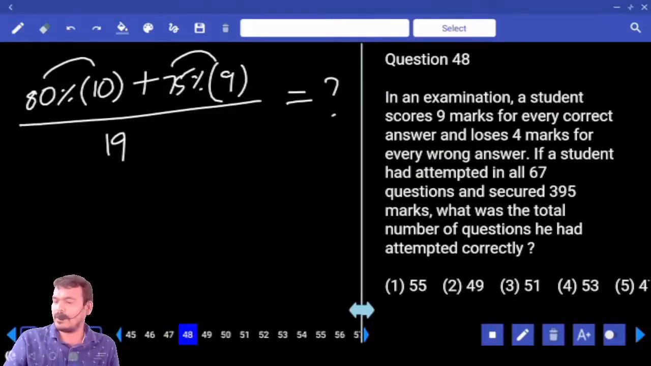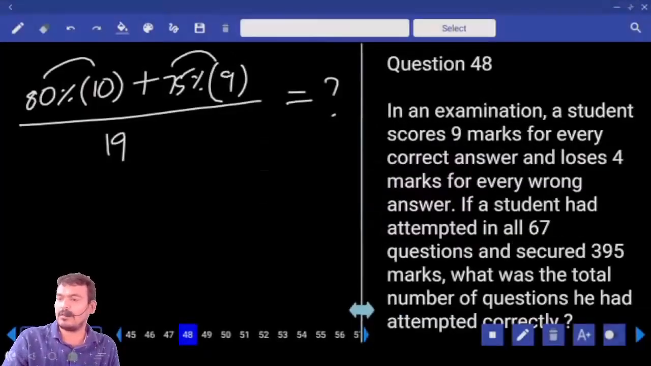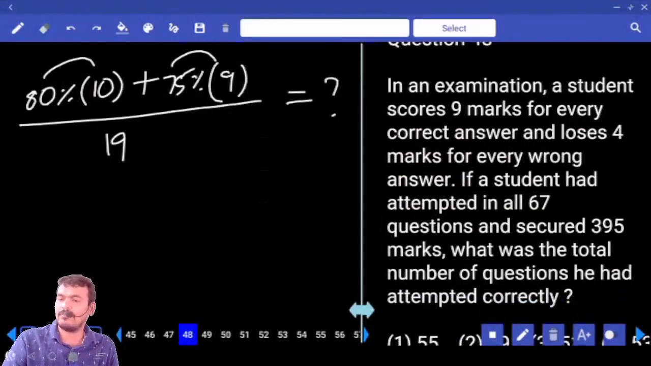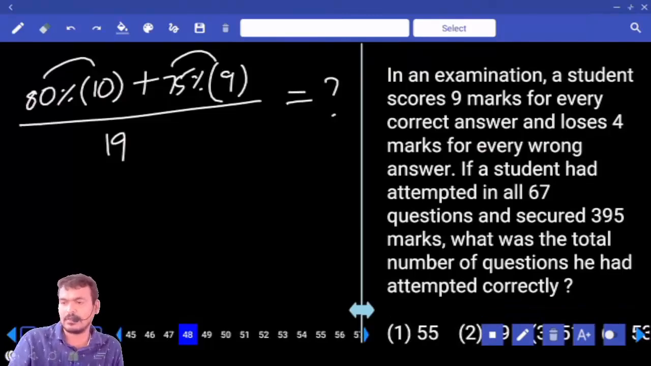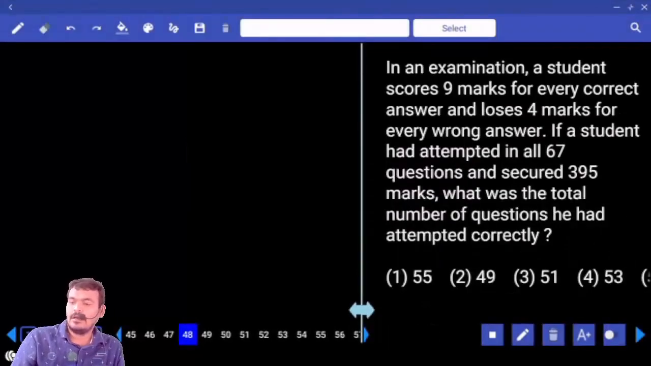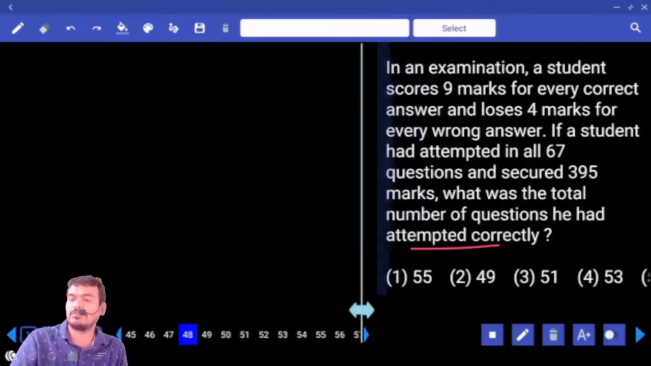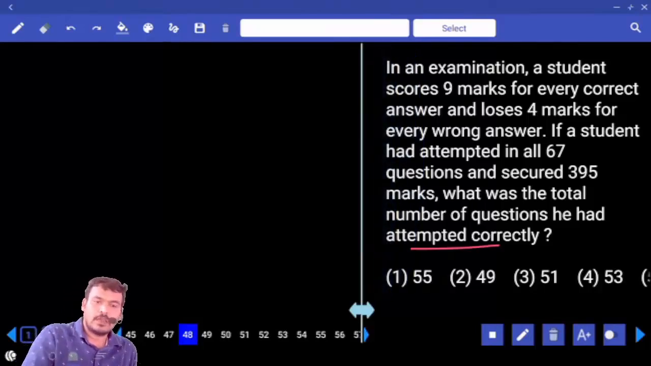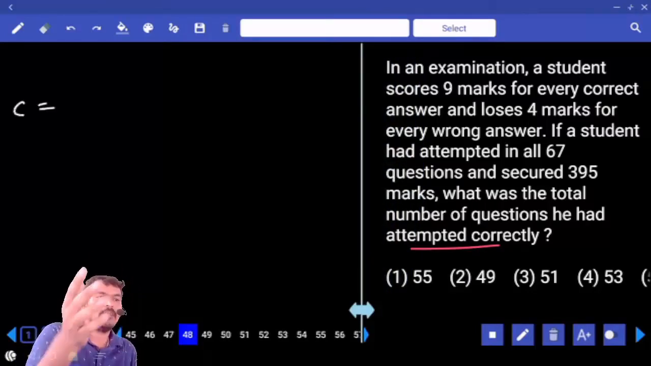In an examination, a student scored 9 marks for every correct answer and loses 4 marks for every wrong answer. If a student had attempted all the 67 questions and secured 395 marks, what was the total number of questions he had attempted correctly or not? Okay. By using reverse method or not? We required which one? Correct questions or wrong questions?